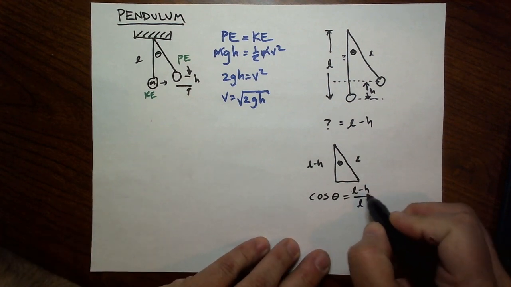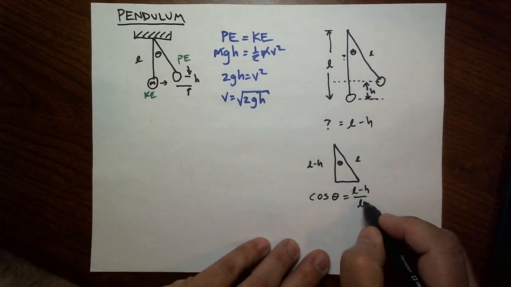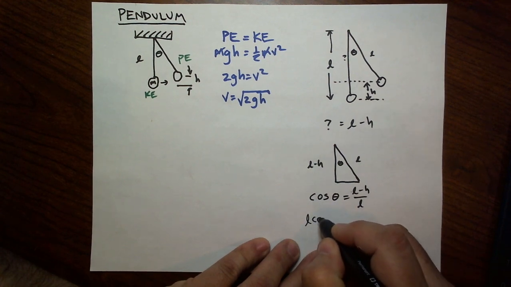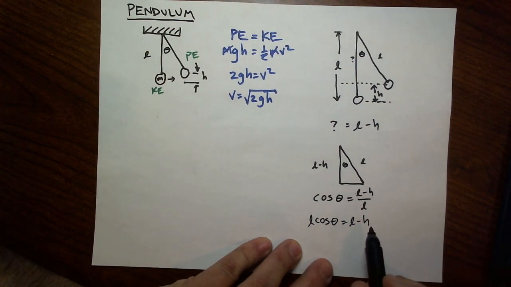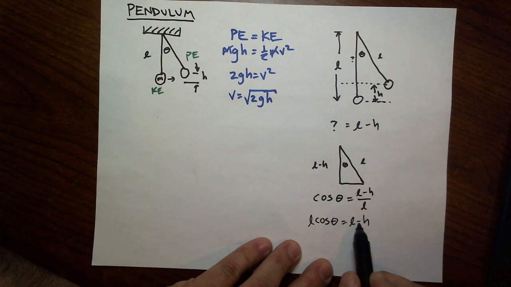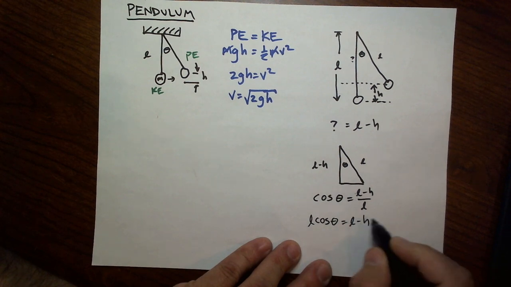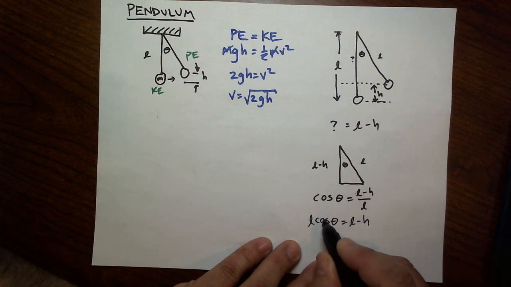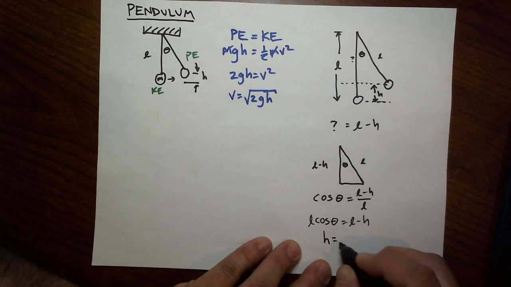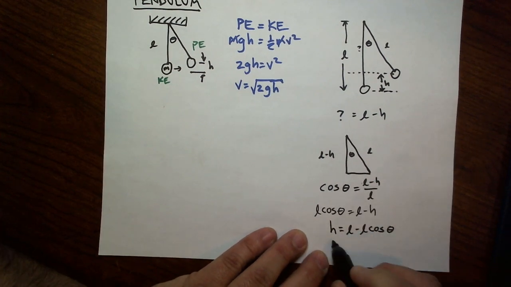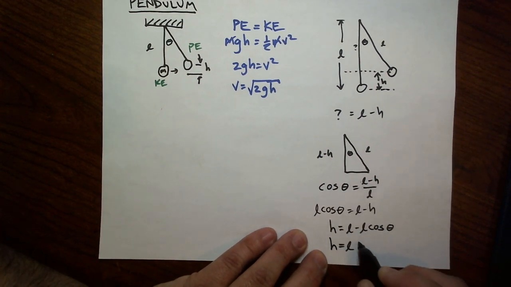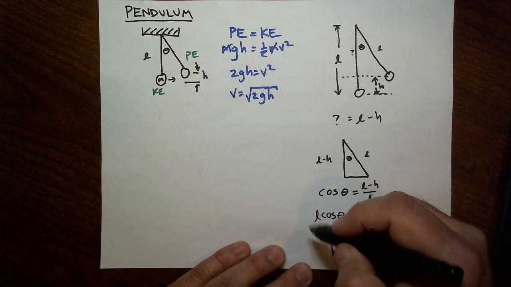Now we're trying to solve for h here. And so I guess what we're going to have to do is multiply L on both sides. L cos theta equals L minus h. Ooh, this is looking good. See, we want h to be positive, and it's negative over here. So let's add h to both sides, and let's also subtract L cosine theta from both sides. That's the equivalent of h moving to this side and L cosine theta moving to that side. And then just to be pretty, let's go ahead and factor out the L. H equals L times the quantity 1 minus cosine of theta. And that's the secret to the pendulum.